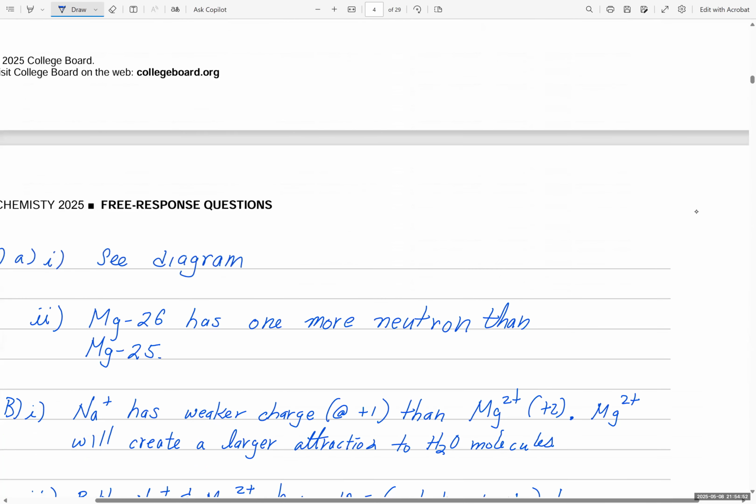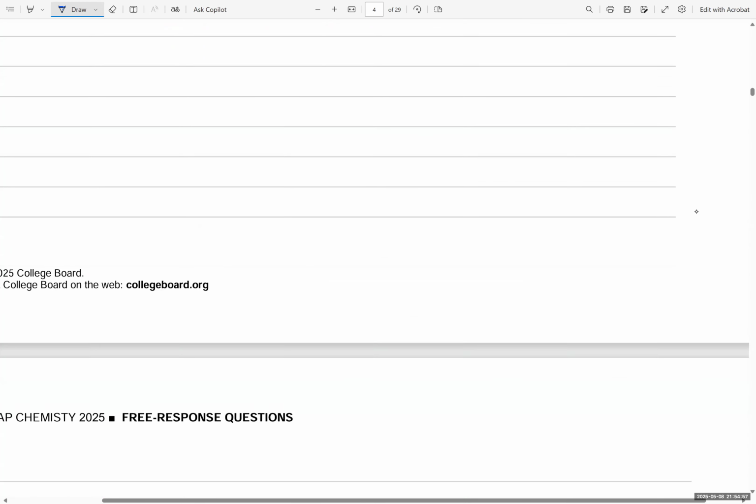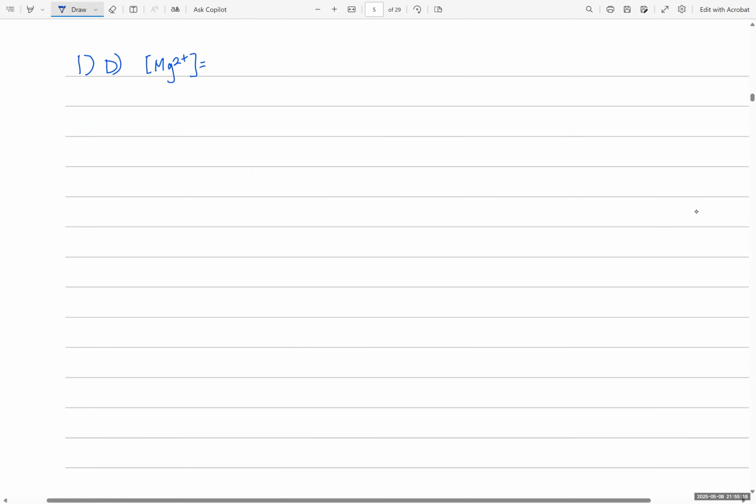So this is 1C. Let's go to D. Let's go to the next page. All right, 1D. Okay, so we're solving for the concentration of magnesium 2 plus. So I'm going to do that so that I leave myself a blank here. All right, so let's go solve this. We have to solve for the number of moles of our magnesium 2 plus, right? And how do we get that?